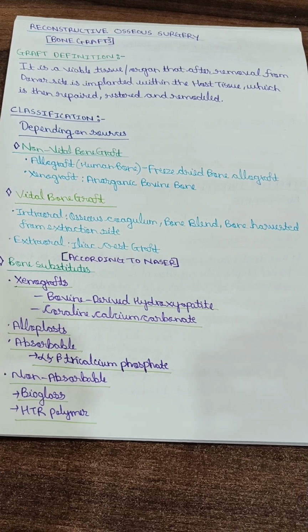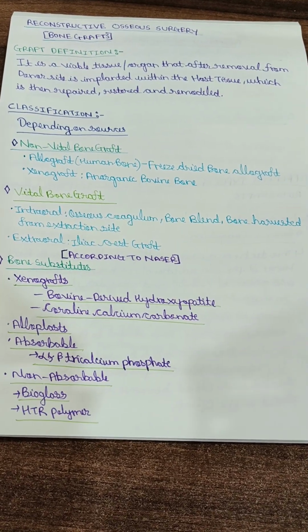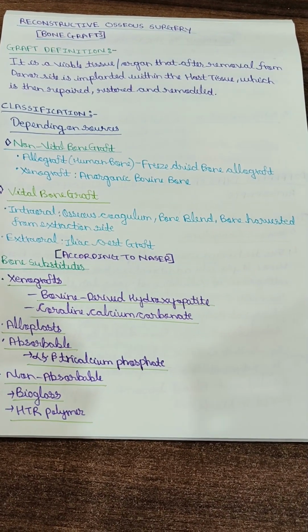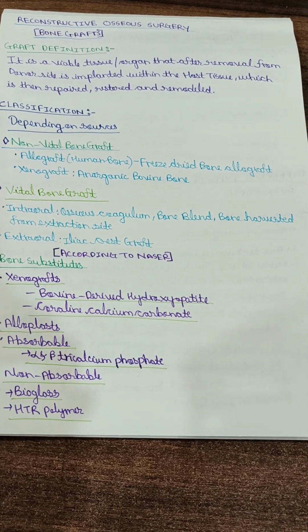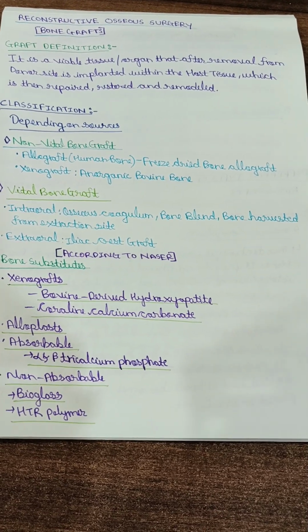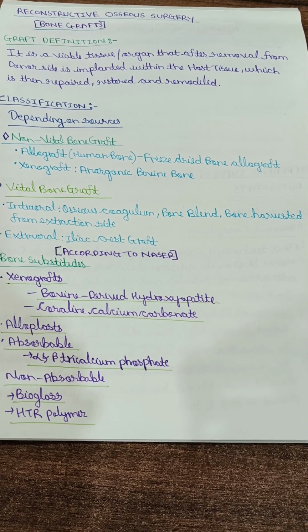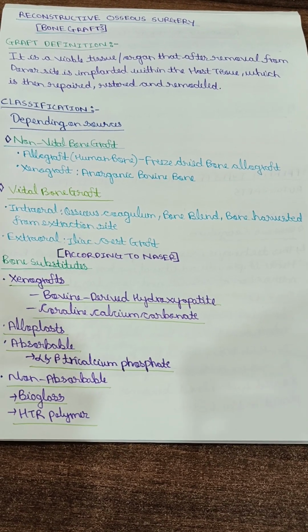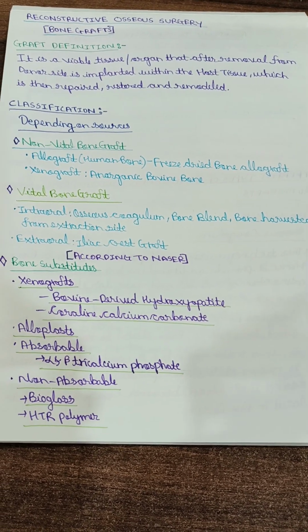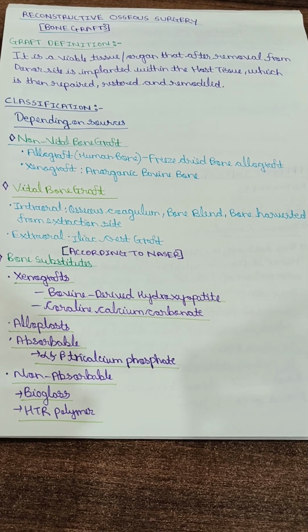So first, what is a graft? Now let's know the definition of the graft. A graft is a viable tissue or organ that, after removal from the donor site, is implanted within the host tissue, which is then repaired, restored and remodeled.